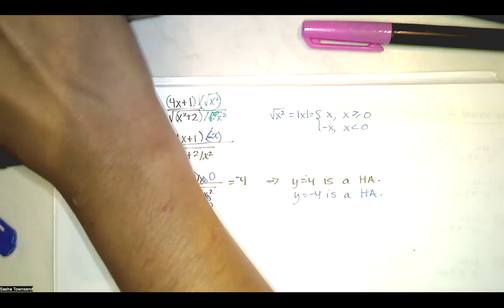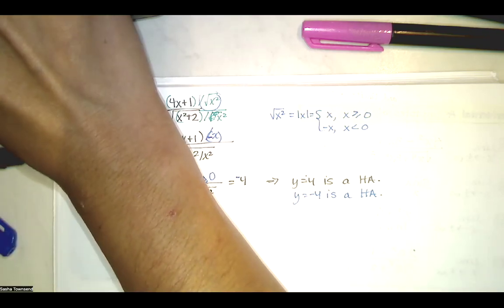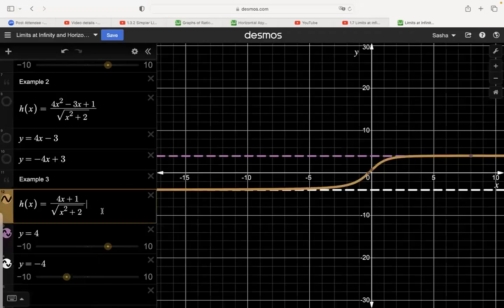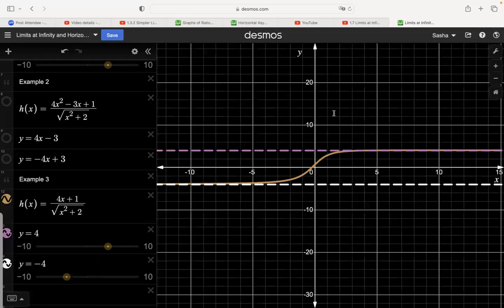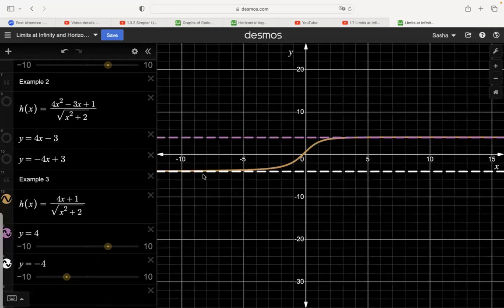So let's look at that graph on Desmos.com now. All right, so here's our new function, and here are the horizontal asymptotes y equals 4 and y equals negative 4. It's kind of hard to see, but you can tell that the graph is approaching both horizontal lines. As x goes to negative infinity, we approach negative 4, and as x goes to positive infinity, we approach positive 4.